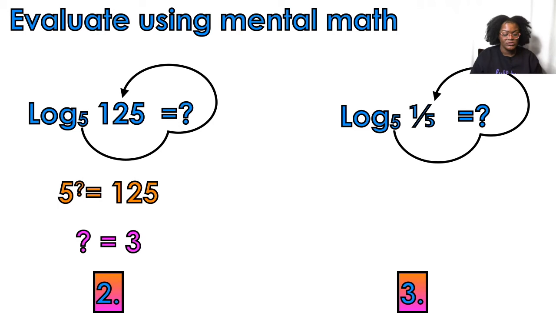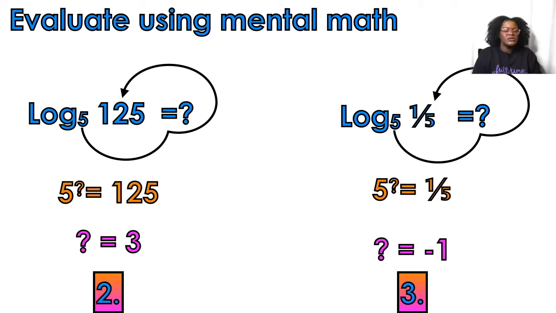What did you do? You should have rearranged it. So I should have gotten 5 question mark equals 1/5. That 5 is at the bottom. 5 to the what power equals 5? 5 to the first power. But it's on the bottom and I need to bring it up. So if it's positive here, it's going to become negative. So question mark equals -1. That's the answer to the problem. Yes, it is. Okay.